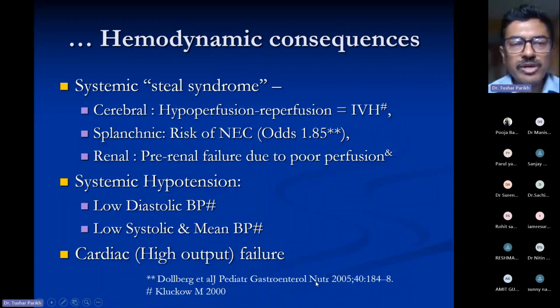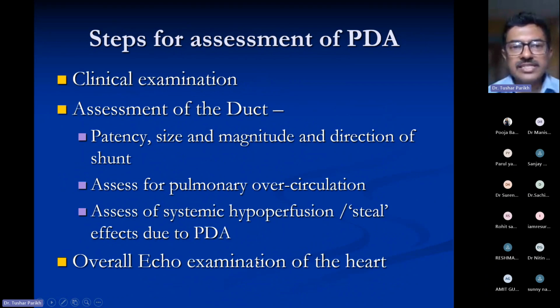So how to assess a PDA? The most important thing is the clinical assessment of the baby. So look, make sure that the pulses are all palpable. Make sure that you are not dealing with a duct dependent lesion. Palpate pulsation in the upper limb as well as the lower limb, look for dysmorphism, and look for the signs of congestive cardiac failure.